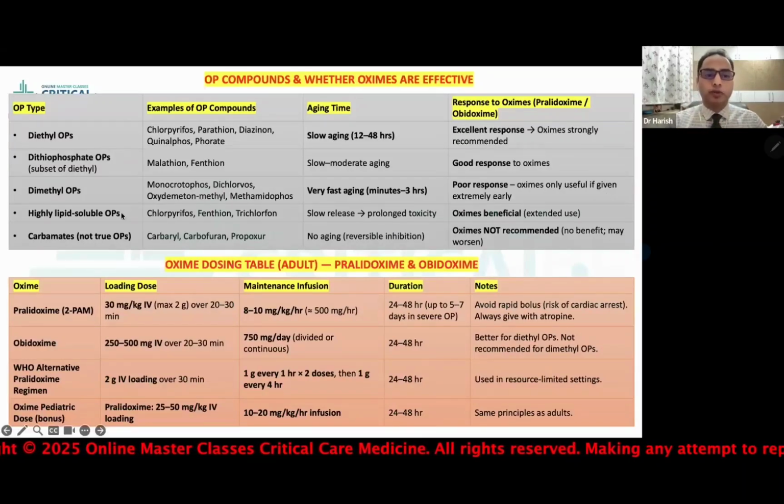So for highly lipid-soluble OPs like chlorpyrifos, phenthoate, tricloferan, there is slow release and prolonged toxicity, so oximes may be beneficial. Extended use may be beneficial if the OP compound is highly lipid soluble.